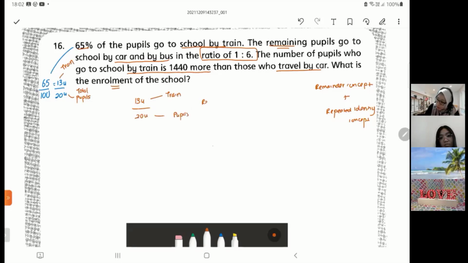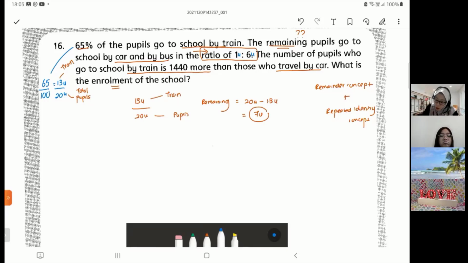Then my remaining, I'm trying to find this. Okay, this equals 20 units minus 13 units. I get 7 units. This 7 units is in the ratio of 1:6. This is units, because fractions in their simplest form are in the units form. Ratio is already in its units form.